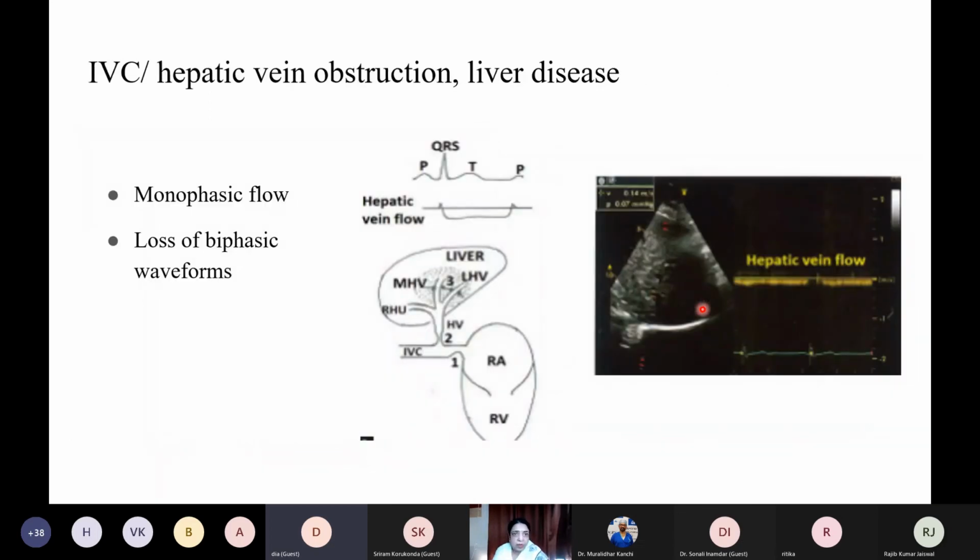Last but not the least, when there is hepatic vein obstruction, and it can happen post lung transplant, or I don't know about heart transplant, I am not dealing with it, and in liver parenchymal disease, there is no typical waveform in the hepatic vein. So what you see is monophasic flow. There is no biphasic waveform. That is what one has to remember. With a lot of fatty liver and liver cirrhosis cases coming up, this is a very important factor.